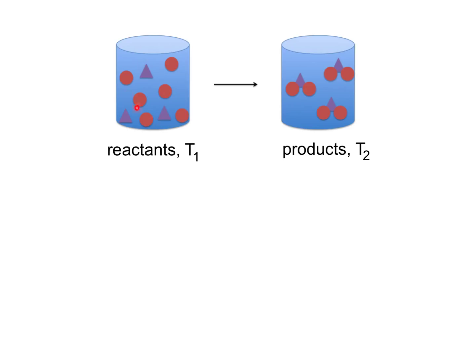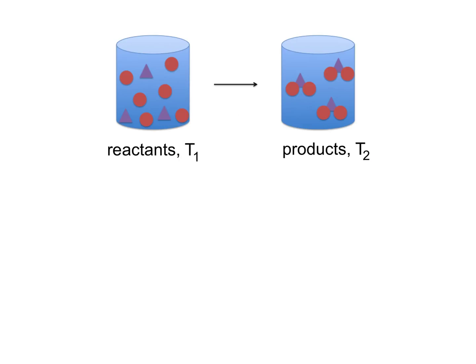Thus, if the reaction gives off energy, the temperature of the products will be larger than the temperature of the reactants. On the other hand, if the reaction requires energy, it's going to get that energy from the container and the surroundings, and the temperature of the products will be lower than the temperature of the reactants. And so we've not done this reaction at a constant temperature.